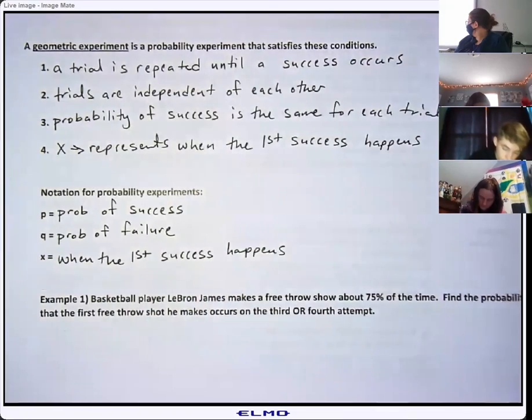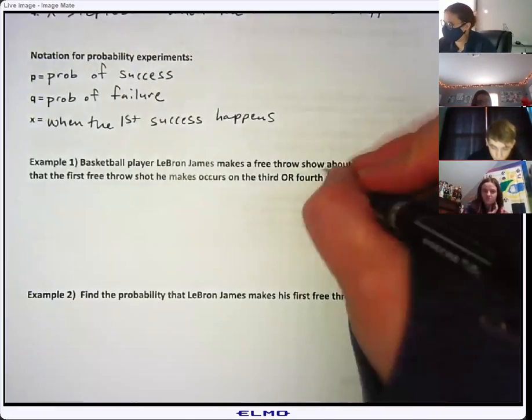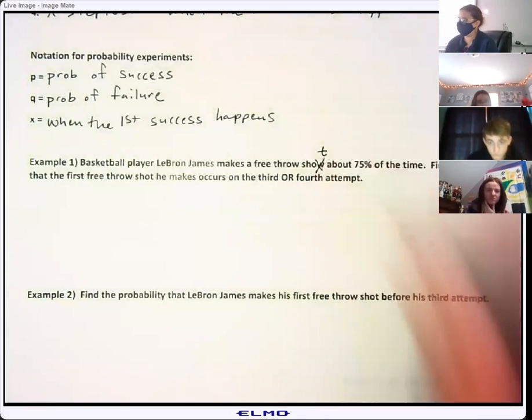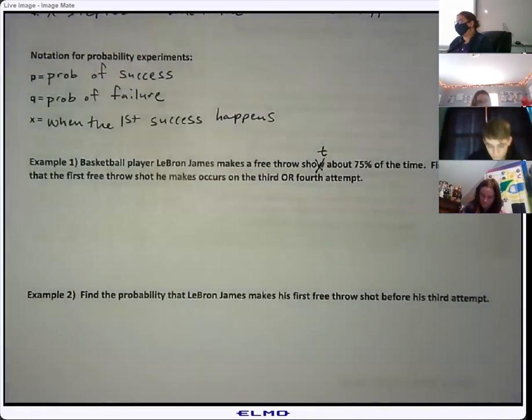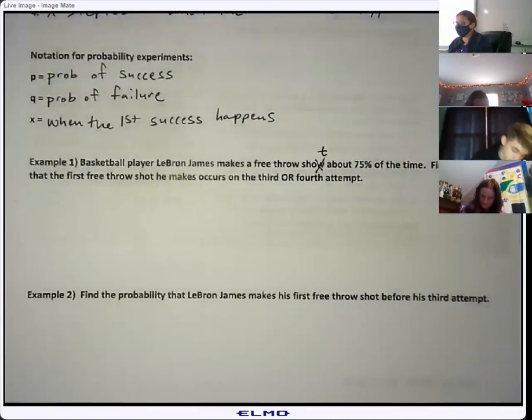Okay. LeBron James makes a free throw shot. I don't know why I said show. Gotta redo these notes. He makes a free throw shot about 75% of the time. Find the probability that the first free throw shot he makes occurs on the 3rd or the 4th attempt.